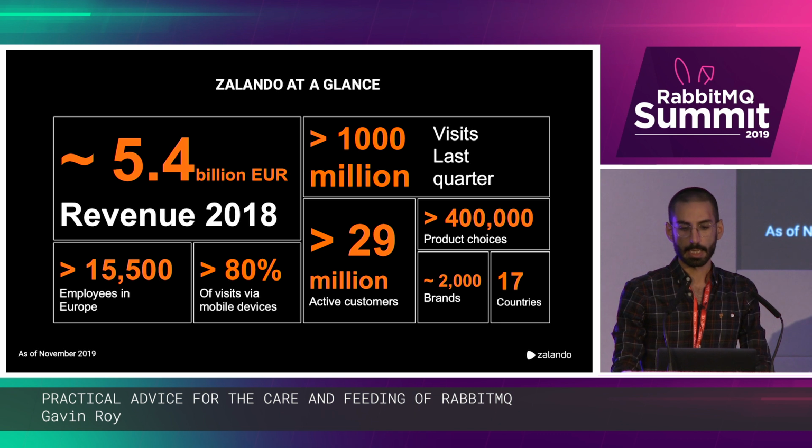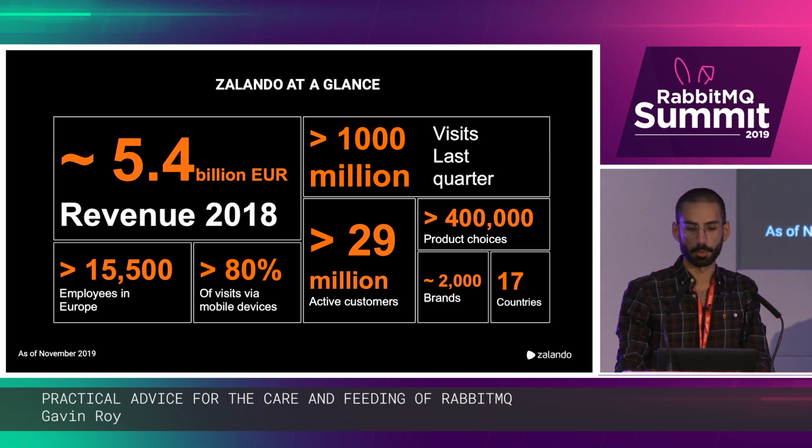So that's Zalando at a glance. We started off 11 years ago, but nowadays we operate in 17 countries. We have a little over 29 million active customers, people who perceive Zalando as the starting point of fashion, so we seem to be on the right track.